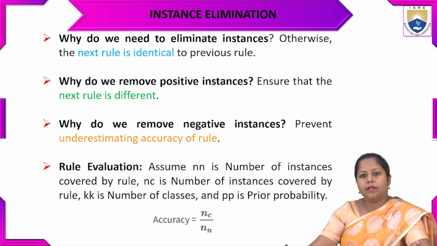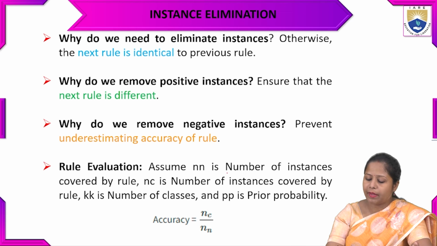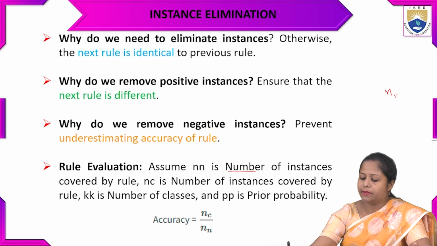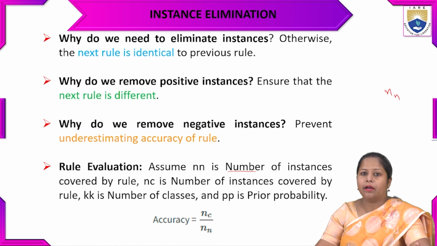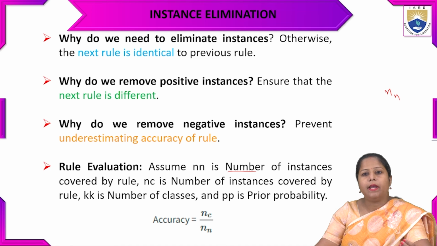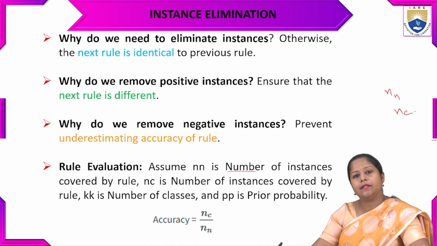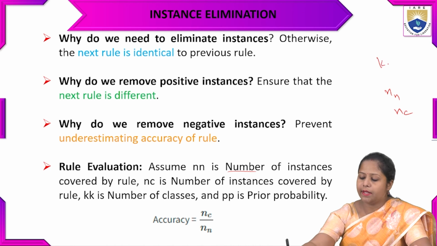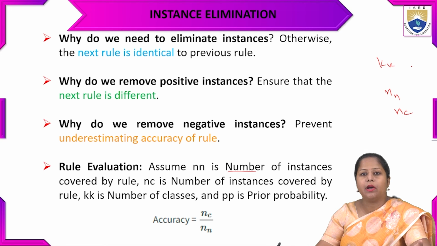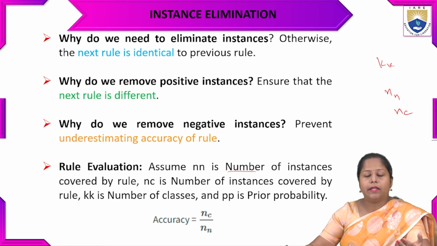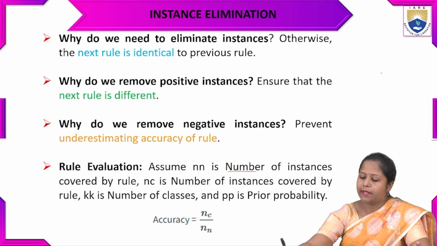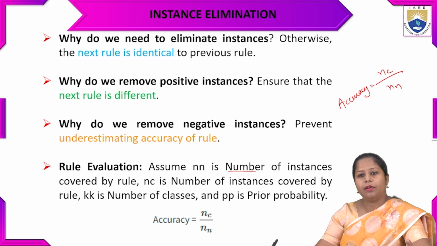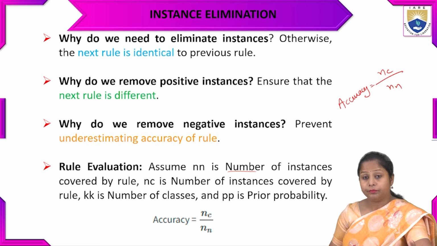What is rule evaluation? Assume Nn is the number of instances covered by the rule, that is, the tuples having all the attributes in the rule. NC is the number of instances correctly covered by the rule, K is the number of classes, and P is the prior probability. Then the accuracy will be NC divided by N. That is the accuracy of the rule, the basic rule evaluation measure.